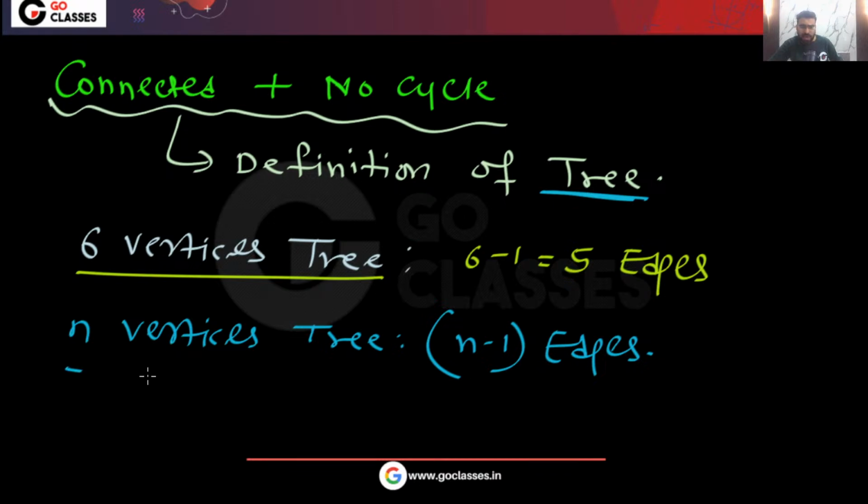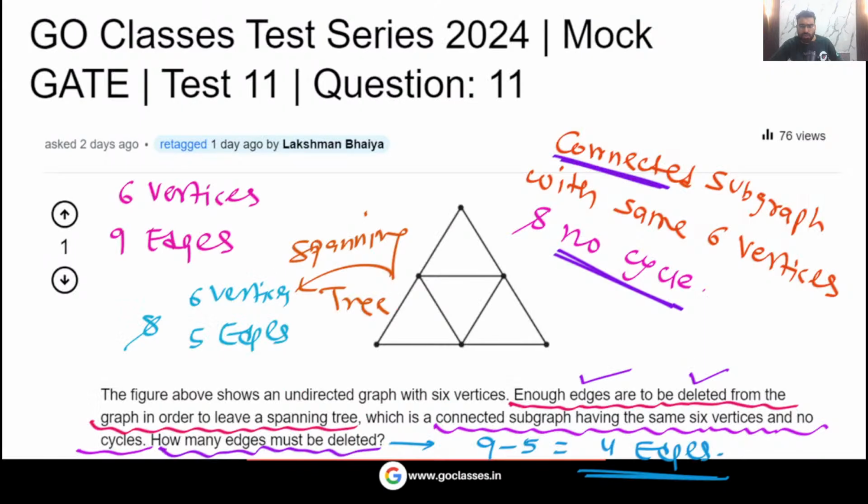And remember, if you have n vertices tree, then that will have n minus 1 edges. So basically, you delete some edges such that the remaining edges are 5. How many edges you need to delete? That is 9 minus 5, that is 4. 4 edges you must delete so that you can get a spanning tree. Okay, so very simple question.